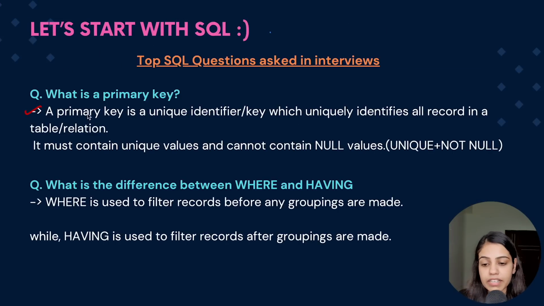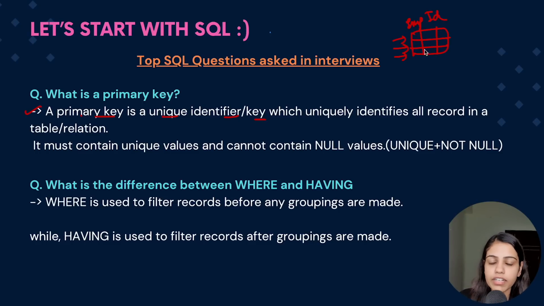Now what is a primary key? So a primary key is a unique identifier, or you can say a unique key, which uniquely identifies records, or you can say rows, in a given table. So if we have different rows in a given table and we want a unique identifier that can help me uniquely identify a record in a table, that is a primary key. So we can say a primary key is a unique identifier or key which uniquely identifies all records in a given table or in a given relation.